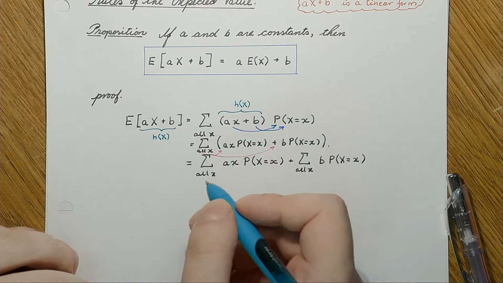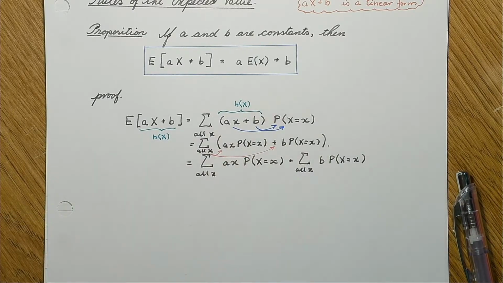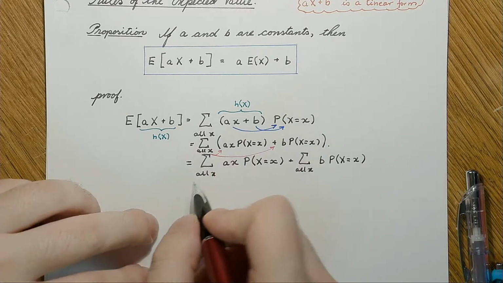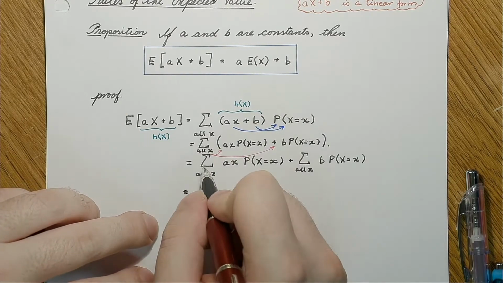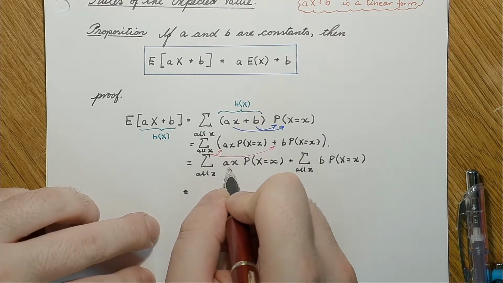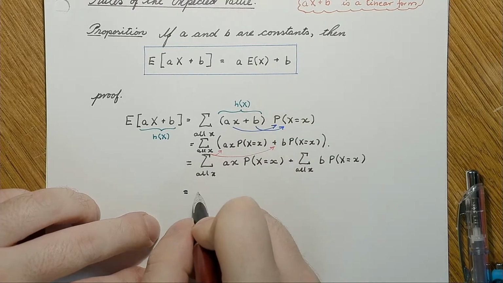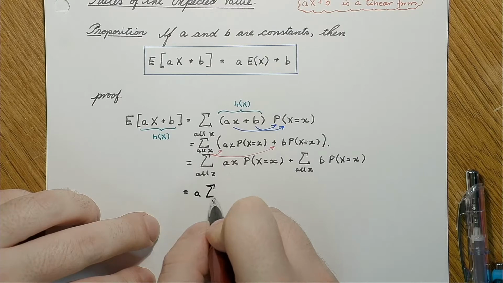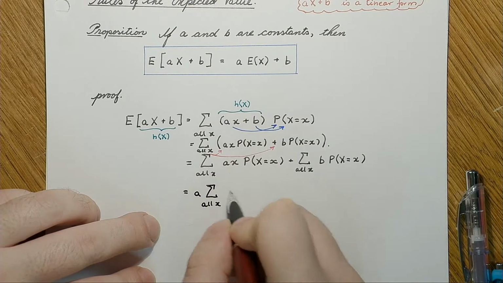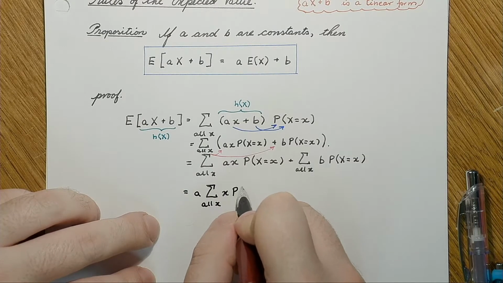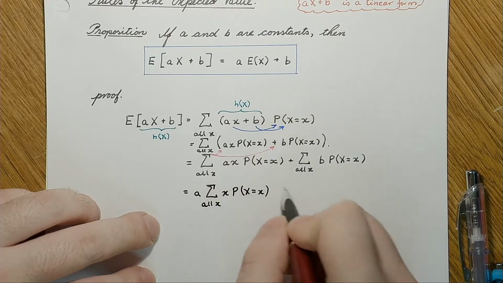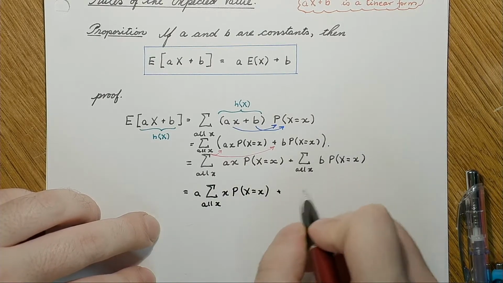And then the next thing that I'm going to do is I will bring out this a. The a is a constant. It doesn't affect any of the calculation here because it's only depending on x. So I can bring that out. Plus, and same thing with the b, I can bring the b out.